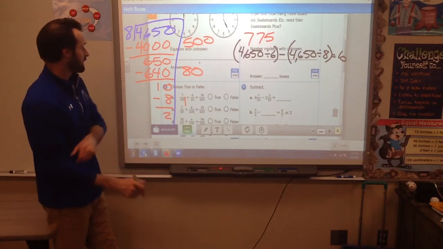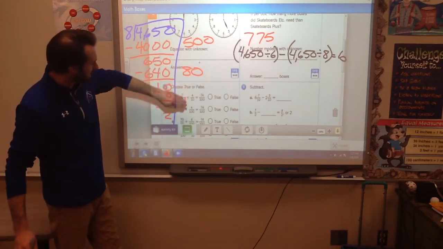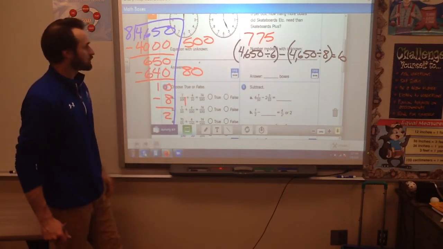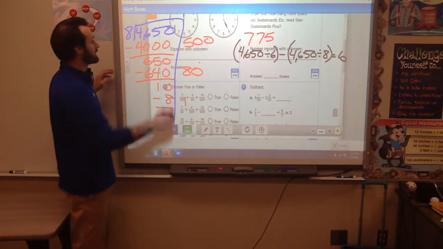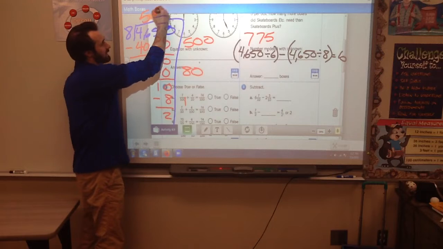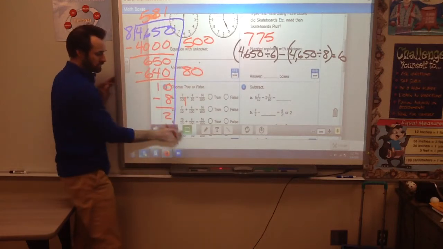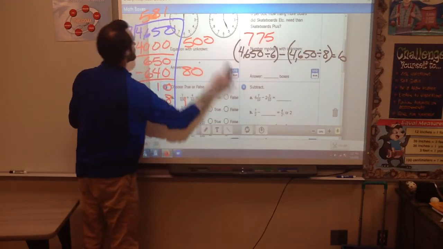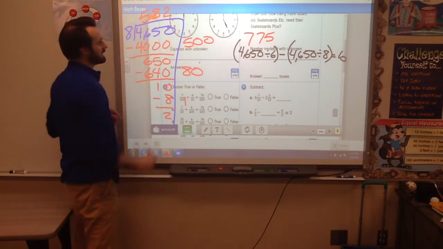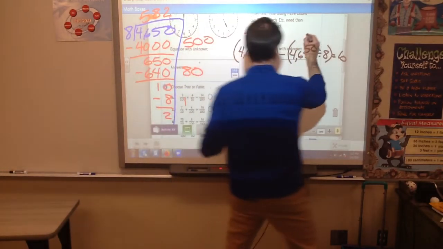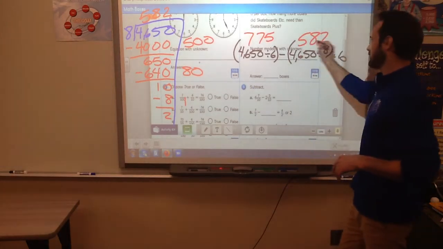If I do 581 boxes, I'm going to have 2 skateboards left over. So that means we need to round this up, because if I only do 581 boxes, 2 skateboards don't fit in the box. I need that last box, 582, to get all of the skateboards into boxes.